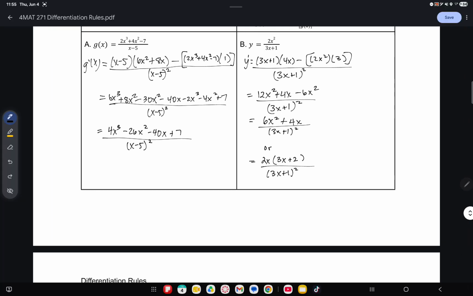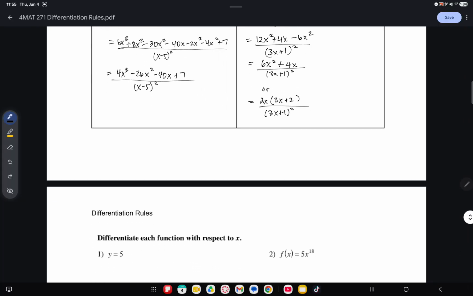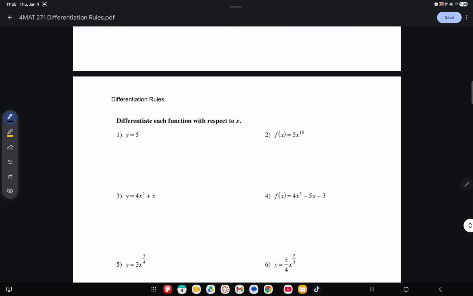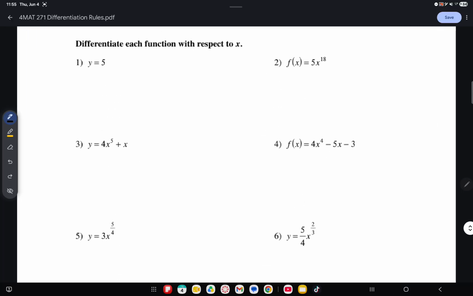Okay. So let's just do some more like mixed problems here. So y equals 5, that's a constant function. So the derivative is 0. All right, we have a power rule situation here. So 5 times 18, I don't know that off the top of my head. Okay, 90x to the 17.